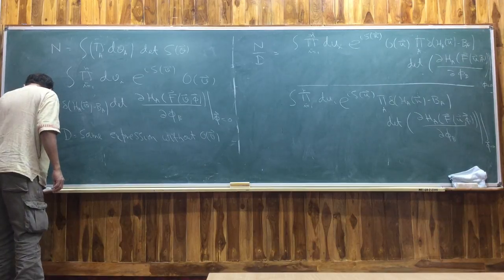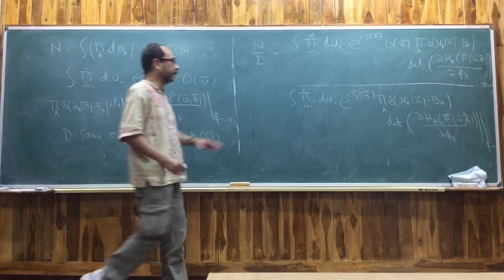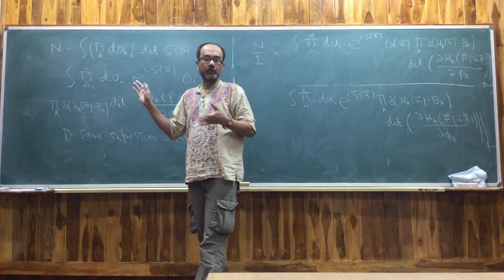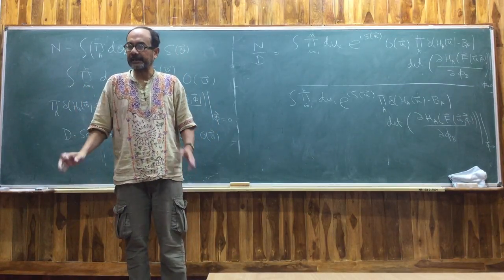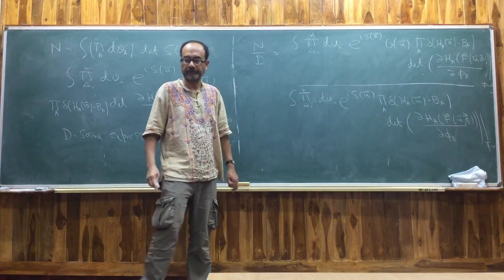Now before I finish, what I want to do is to check that with this, we can repair the problem that we were having for the two-dimensional integral. Remember that for the two-dimensional integral you had fixed the gauge and you had this problem. So now let's see if these determinants can resolve that problem.